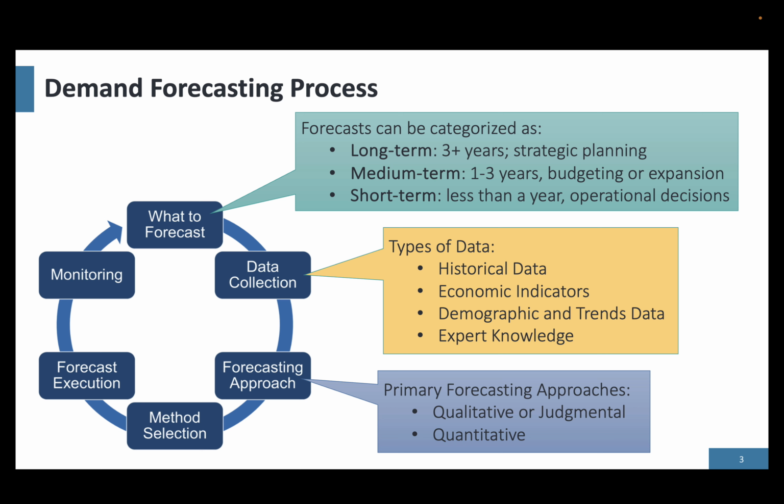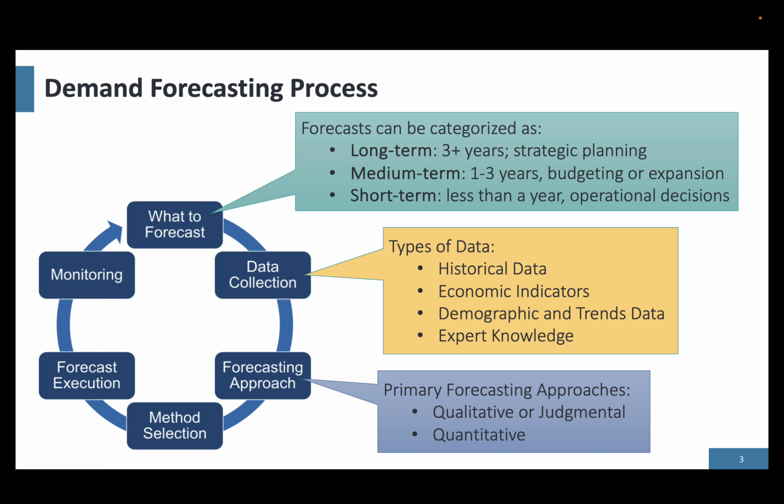Then there's step 2, which is data collection, and accurate forecasting hinges on good data. So some types of data could be historical, like your past sales and factors like promotions or price changes. It could be economic indicators like trends in GDP, or gross domestic product, growth and inflation. Demographic trends like how the population has changed and societal trends, as well as expert knowledge. So you've got insights from industry veterans or experts or market analysts.